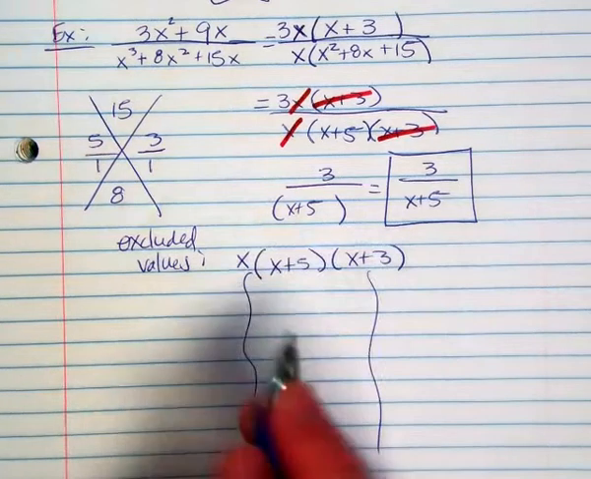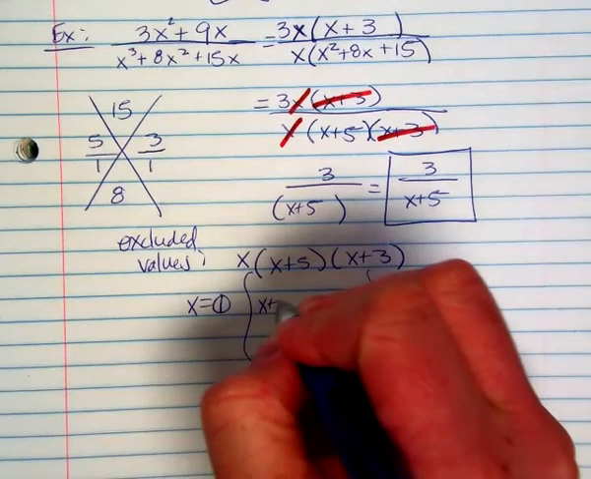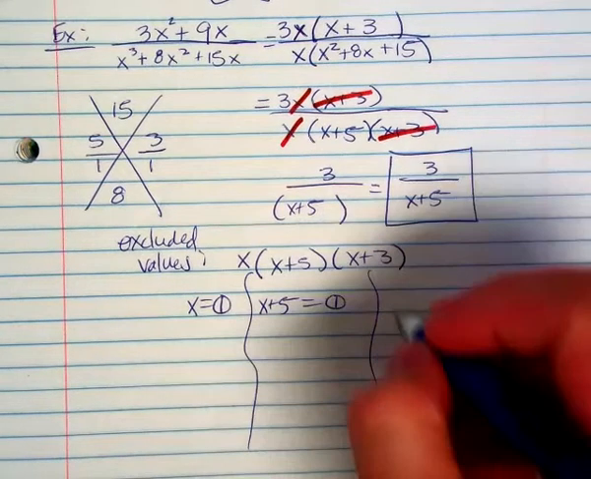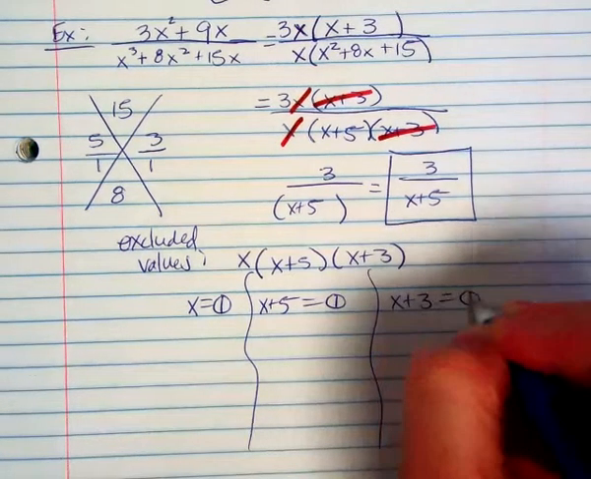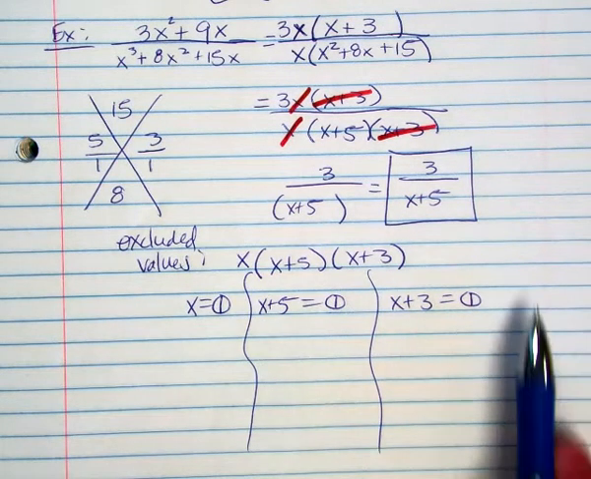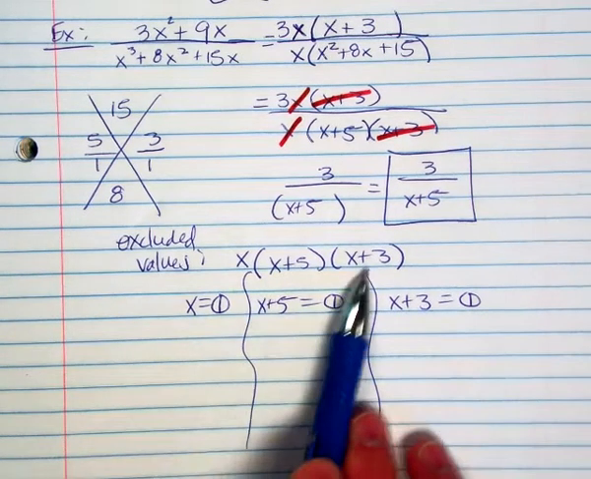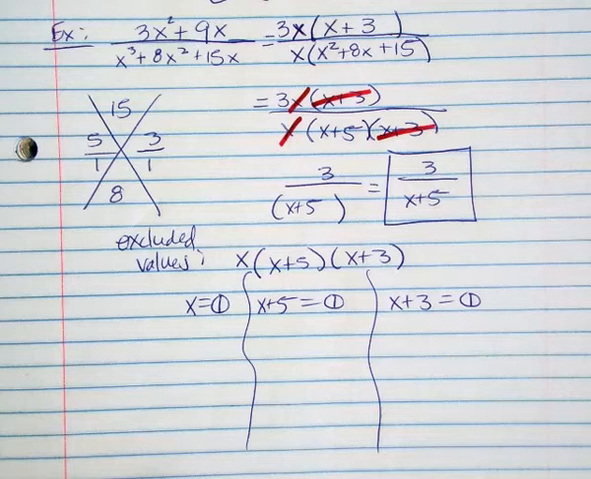The first factor is just x. The next factor is x plus 5. The third factor is x plus 3. If you had some really absurd problem here where there were more factors, you would just set them all equal to 0. We have 3 here. We have an x, x plus 5, x plus 3. Each of them equals 0, and we solve each of them.